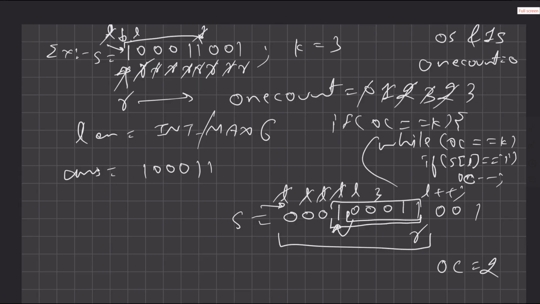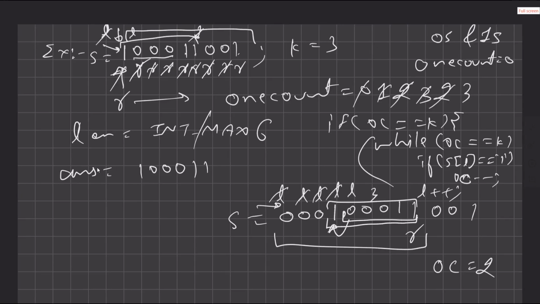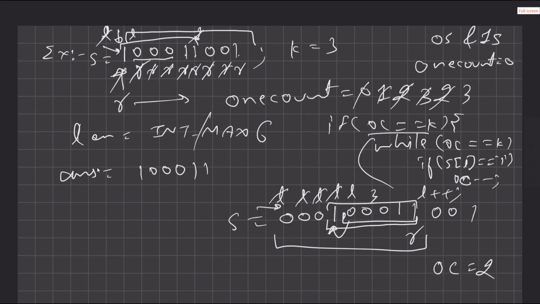As you can see, from left to right you have 1, 2, 3 ones, and since L is pointing to zeros, these zeros are redundant. They can be removed so that the length becomes minimum. So you will check if the one count is k. Again you'll check in the while loop and try to move the left pointer ahead. When you are here, you still have the count as 3. Okay, 1, 2, 3. Then you'll move ahead to this position. Now your count is 2.